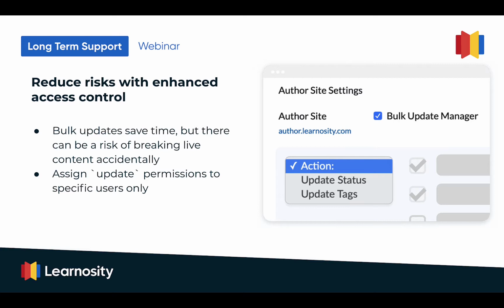In our hosted author site, we have bulk updates. That's where you can select multiple items and choose to update either the status or apply tags to them. Now, this can save a lot of time, but it also can have the potential to accidentally break live content. You can now reduce this risk by only assigning bulk updates to certain permissions and specific users via permission groups.